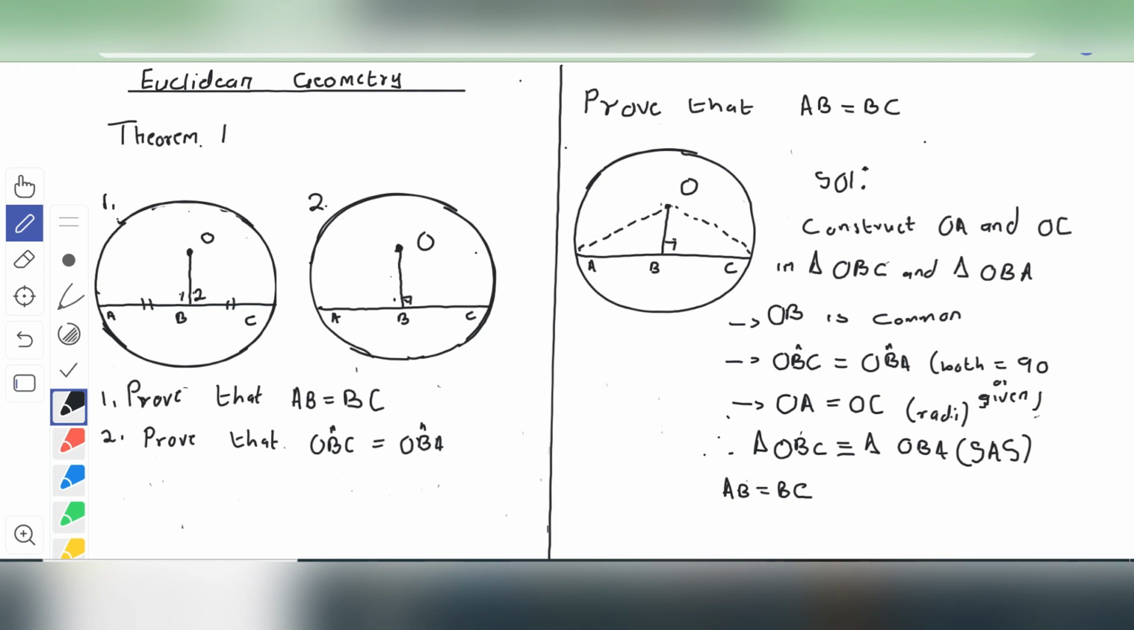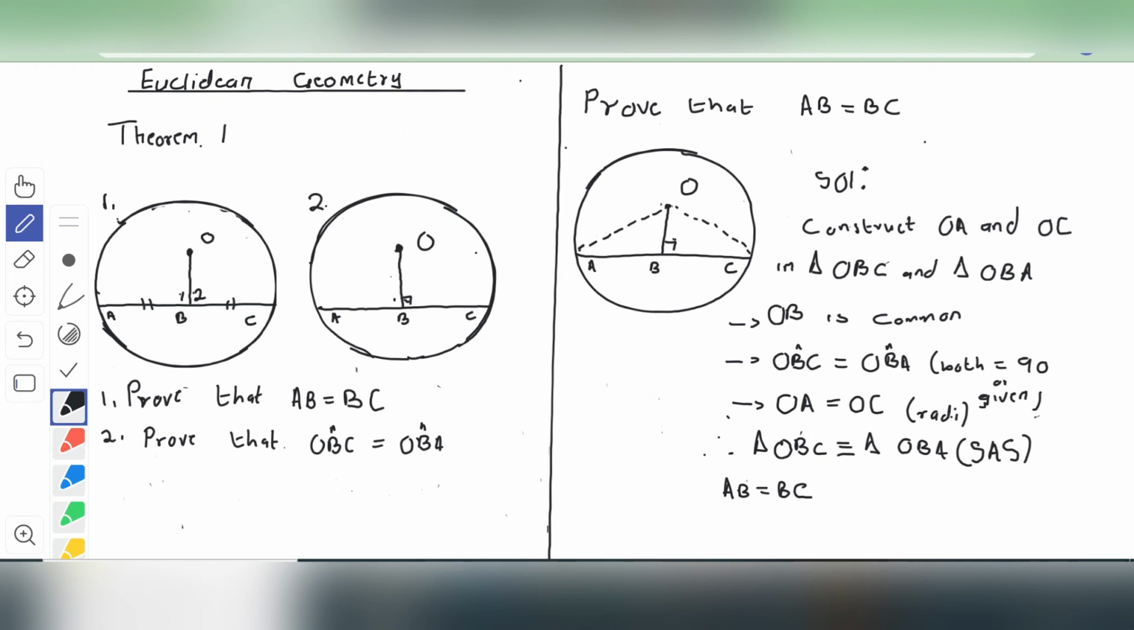So we can see that we first constructed OA and OC. We did that so that we can have what? Two triangles, which is triangle OPC and triangle OPA, right? Then after, as we have those triangles, we are now going to prove what? Congruency. It's going to be simple for us. And whenever we prove congruence, we know that the reason is either side side side, or side angle angle, or side angle side, right?